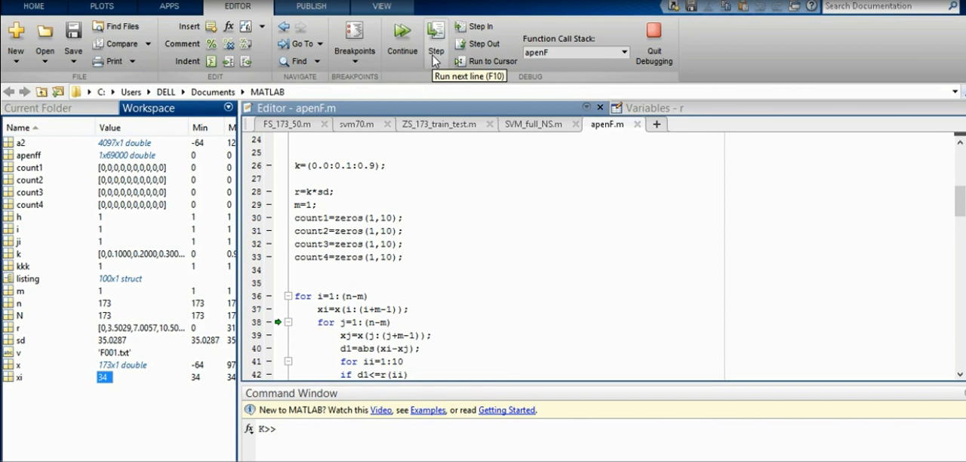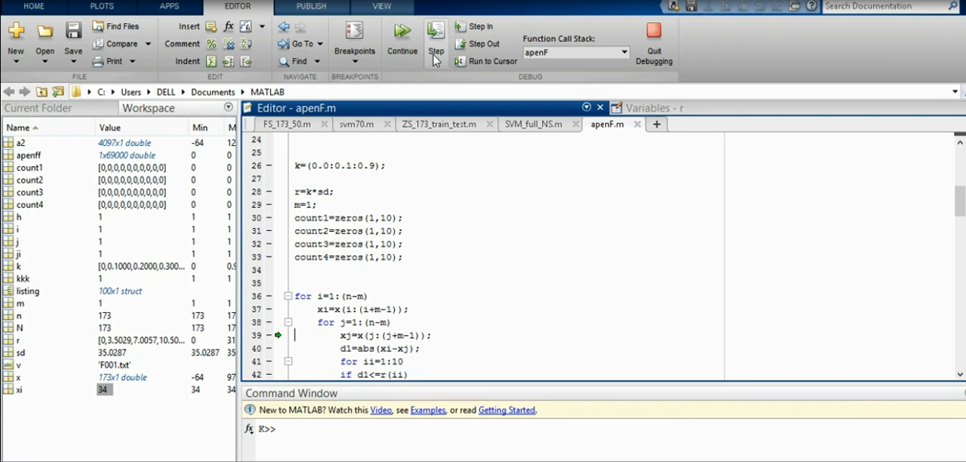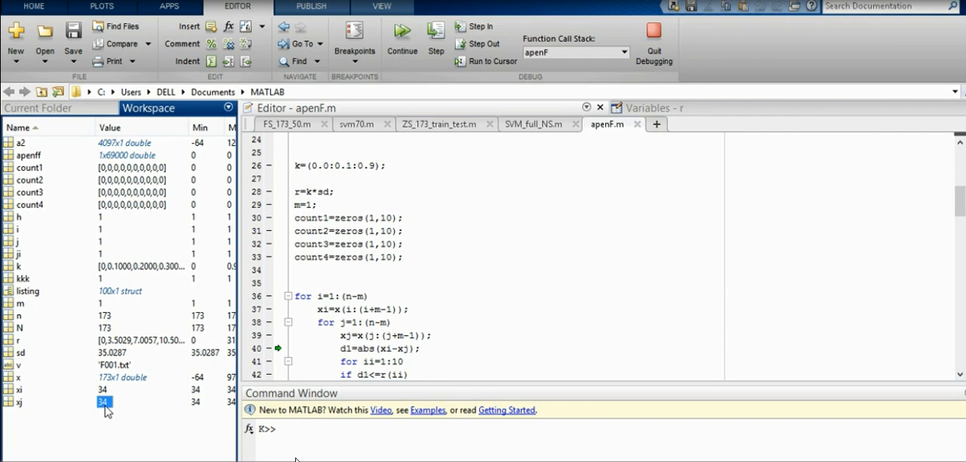Then we can call the second value, that is j. Here it shows that j is equal to 1, and xj is also 34, which means it contains the value 34 with 34, and then we take the absolute value, that means xi minus xj, so we get a zero value at d1.